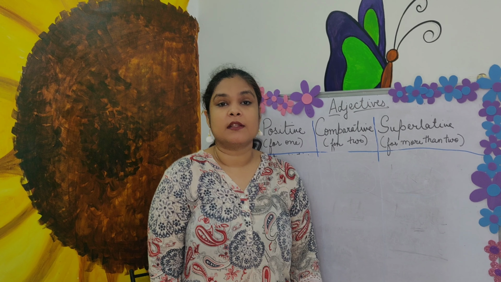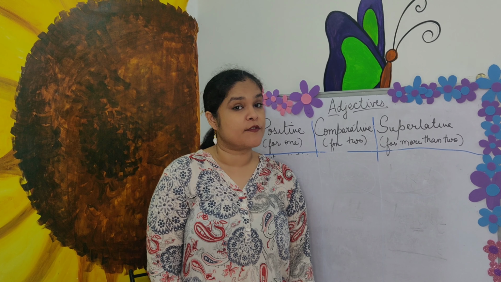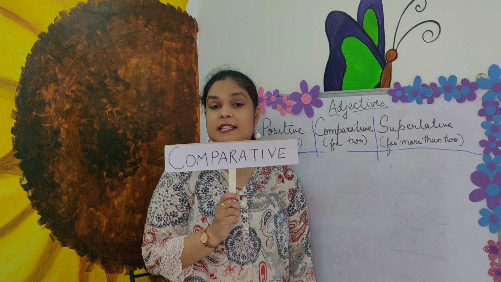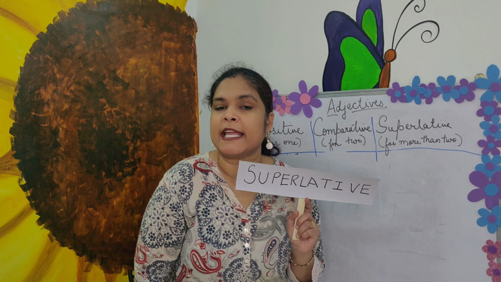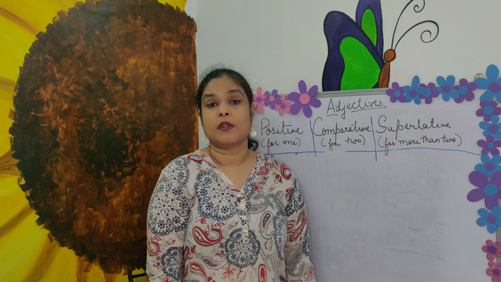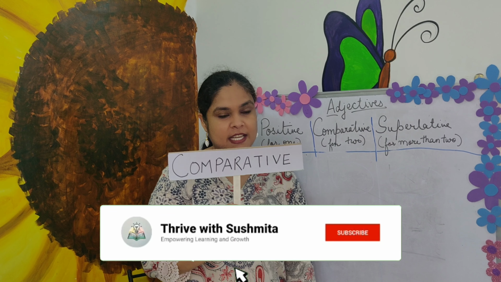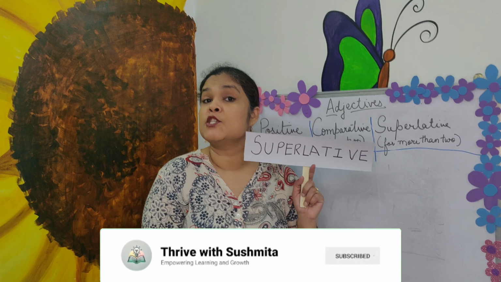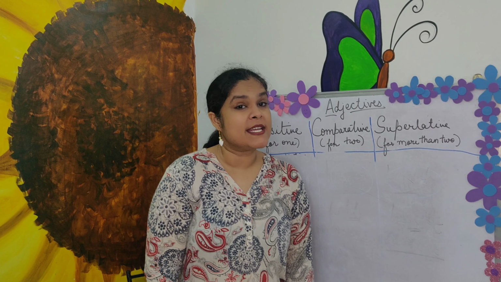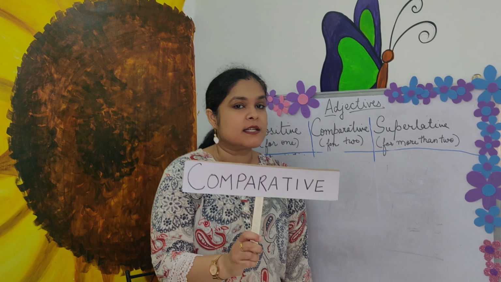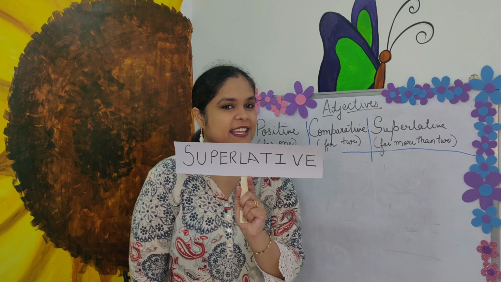Let's take those words. The first one is fat. Fat is the positive form, fatter is the comparative degree and fattest is the superlative degree. Rich is the positive form. Richer is the comparative degree and richest is the superlative degree. Wide is the positive degree. Wider is the comparative degree. Widest is the superlative degree.